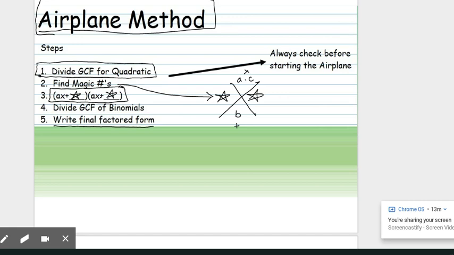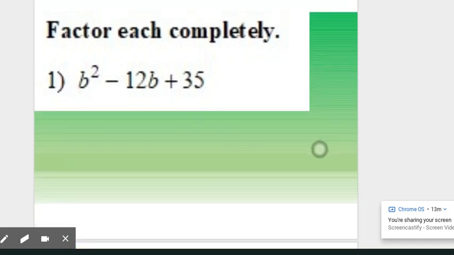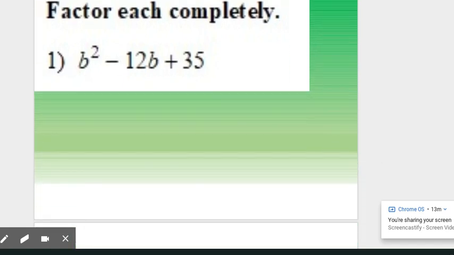Please make sure that if you are unsure about this, that you attend one of the Google Meets during the week, because this is something that's extremely important for us as we try to move on in math. It's going to be very difficult to have success in any math above algebra without being able to do this. Okay. So here's our first problem. Go ahead and write this one down. The instructions say to factor completely.